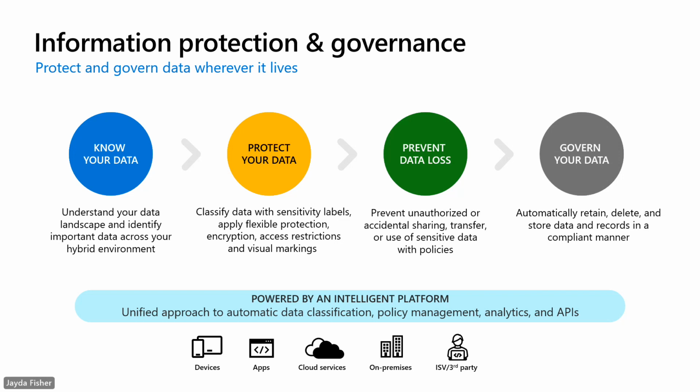Then protecting your data means implementing security measures that prevent unauthorized access, such as applying protection or governance policies, encryption, and access controls. You can also apply watermarks, headers, and footers to protect that classified data. Preventing data loss means having the mechanisms in place to prevent accidental or intentional data leaks, such as data loss prevention tools.